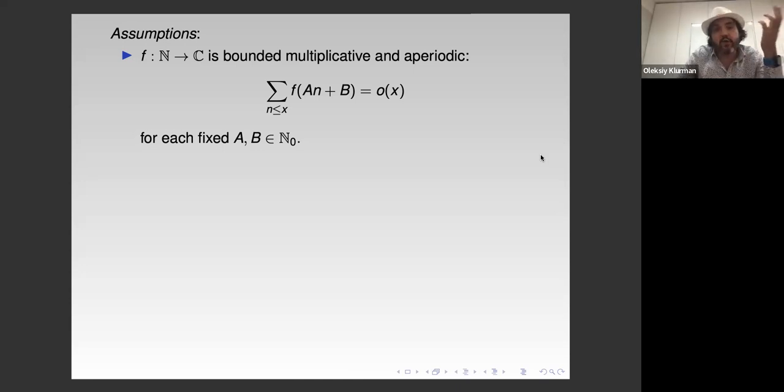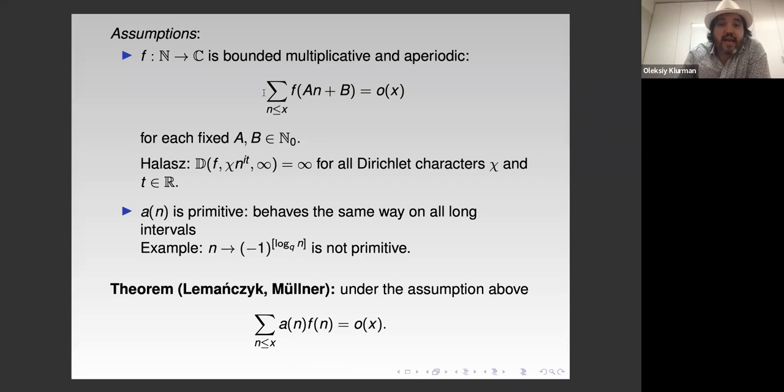What I just said is that I don't want f to correlate with periodic functions. So on each arithmetic progression, I want f to have cancellation. I'm thinking of f as a bounded multiplicative function. In my pretentious language, and I won't again define that, Halász's theorem tells you that this first condition is exactly equivalent to the distance between f and the twisted characters chi times n to the it being infinity, for any Dirichlet character chi and for any phase t. This doesn't matter for those people who know it, and I hope that I haven't lost you. So f doesn't look like a character times n to the it. That is the natural thing to rule out periodicity.